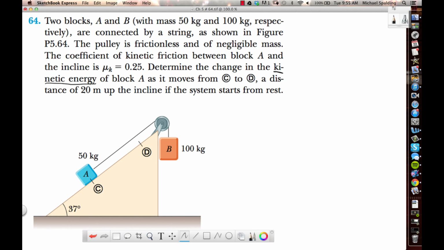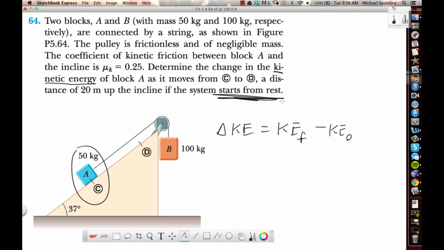Although what you could do, guys, because look, they're focusing on Block A. They want to know the change of kinetic energy of Block A. Well, what's change of kinetic? It's final minus initial. What's the initial kinetic energy of Block A? It says right here, everything starts from rest. So what's the initial kinetic energy? 0. So really, what we're looking for is the kinetic energy of Block A final. That's pretty much what we want.